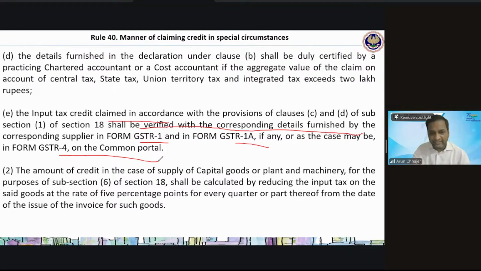Amount of the credit in respect of supply of capital goods or plant and machinery, for which 18 subsection 6 applies, shall be calculated by reducing the input tax, that we have already discussed, 18.6, calculated by reducing the ITC at the rate of 5 percentage points for every quarter or part thereof.